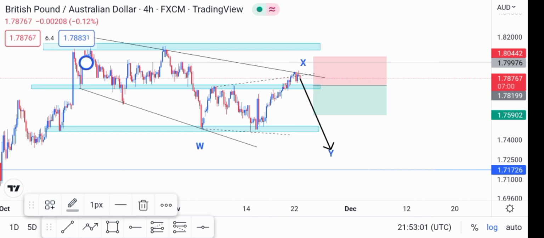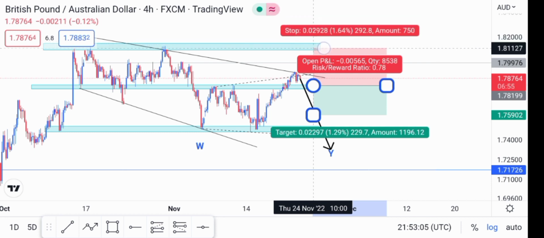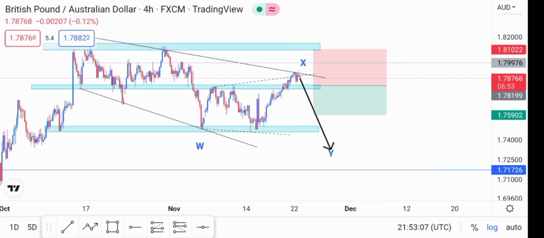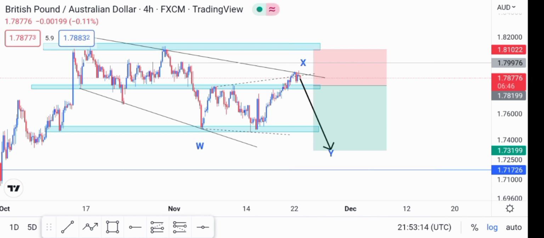Or if you like, you can just put it right over here above this. But to be honest, on the safe side, let us leave it right over here. So yeah, right over here. And then this will be our overall take profit. So this is how you should trade this pattern.